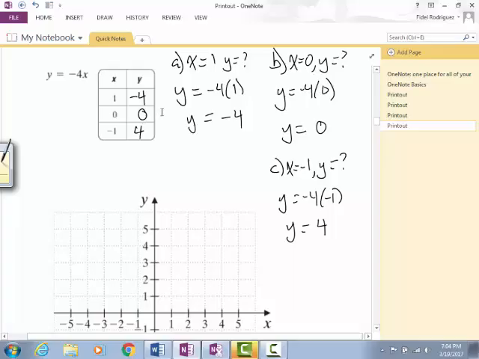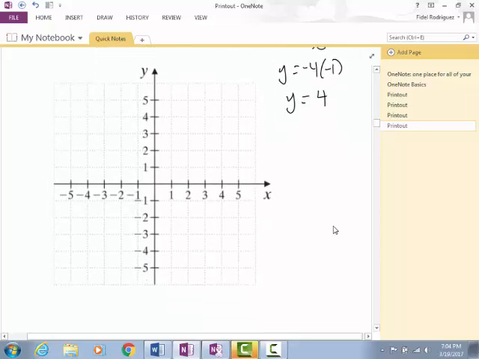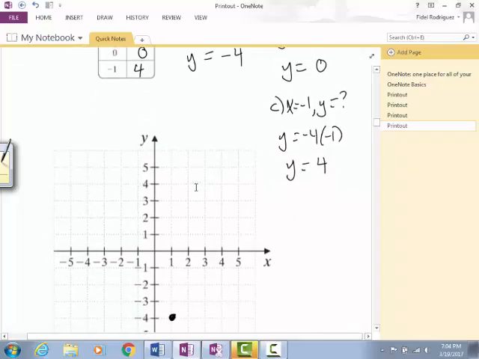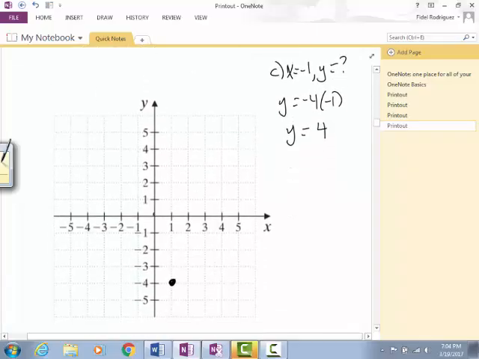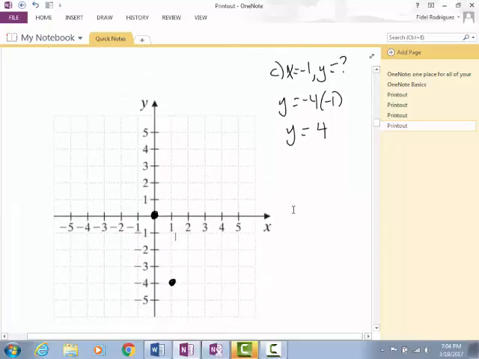All right. So now I'm going to scroll down a little bit. I'm going to plot each of my points. The first point is 1 and negative 4. So 1 and negative 4 would be right there. Let me scroll back up. My next point is 0, 0. Okay, 0, 0 is right here in the origin, right in the middle. And my last point should be negative 1 and positive 4. So negative 1 and positive 4 is 1 to the left and up 4. And again, now you can see that as I draw this, all my points connect.